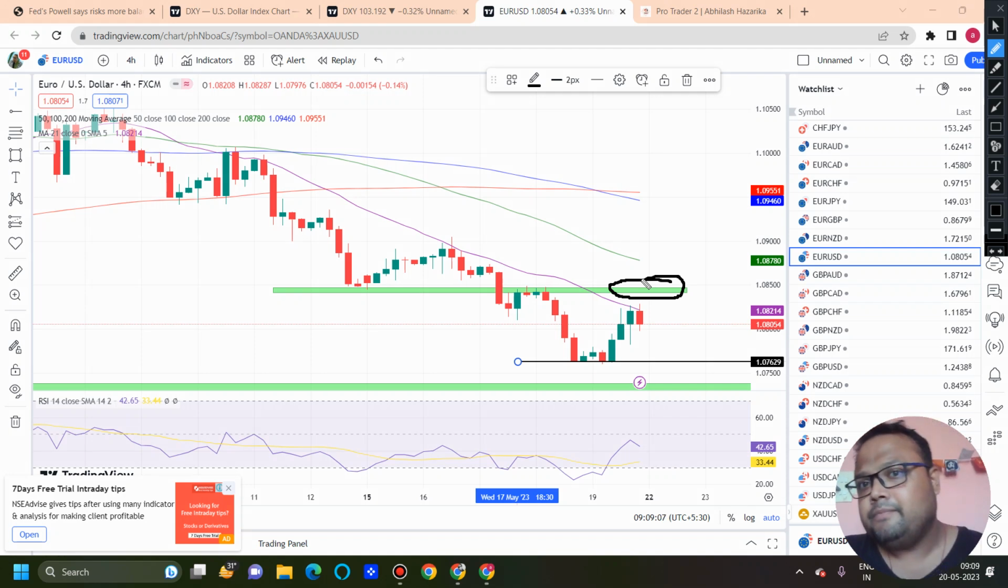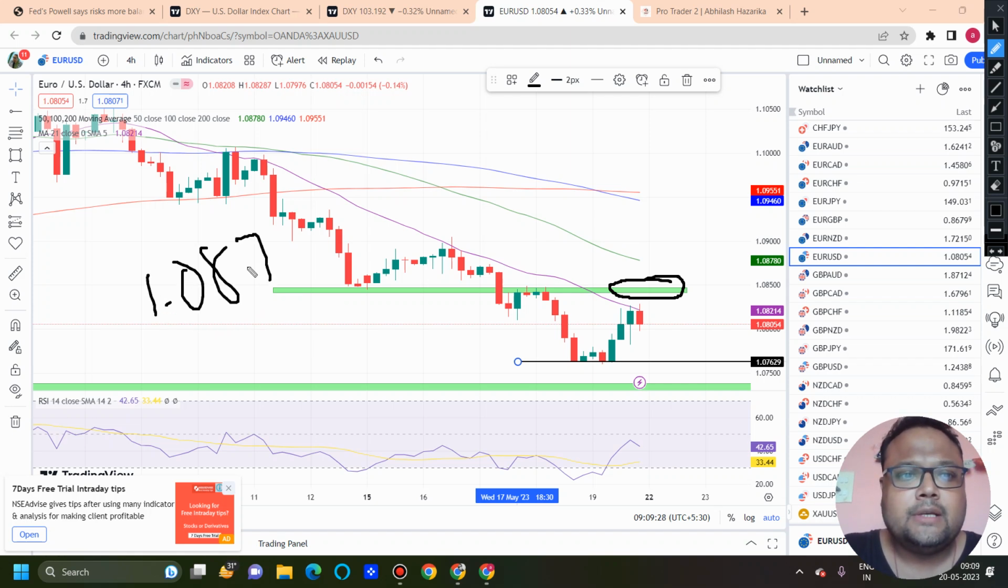but usually market is silent on the first half. That's why you can expect some selling opportunity around 1.0840, 1.0847 area. If market breaks the level here, then observe the market around the 50 moving average here. It's the dynamic resistance, so I cannot give you the exact number, but it will be around 1.0875.